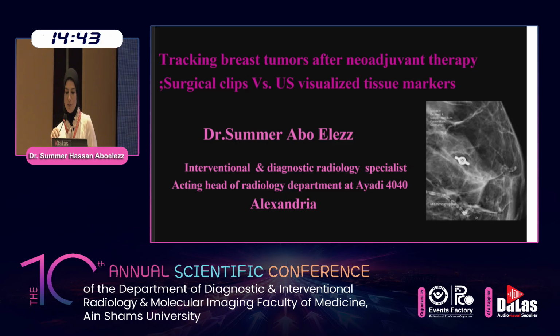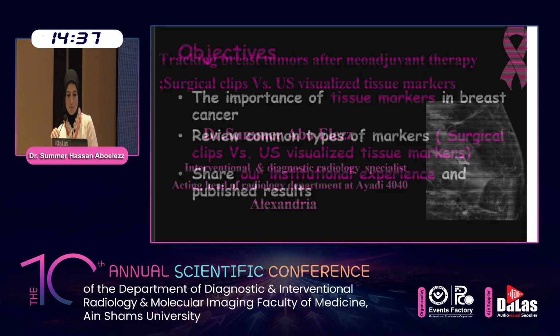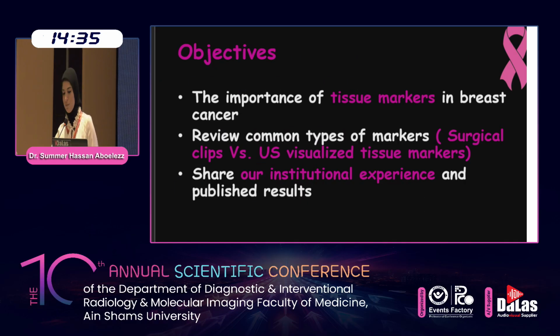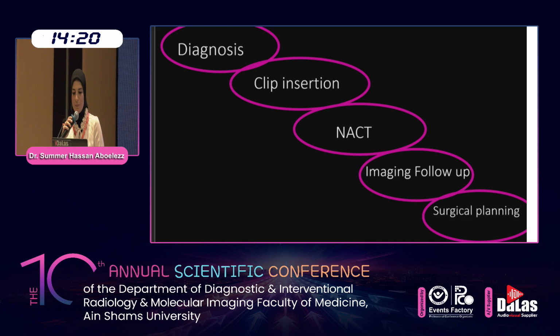Today we'll discuss tissue markers in breast cancer patients undergoing neoadjuvant chemotherapy. I will start with a general overview. Our objectives today are the importance of tissue markers in breast cancer, to review the common types of markers, either surgical clips versus ultrasound-visualized tissue markers, and to share our institutional experience and published results.